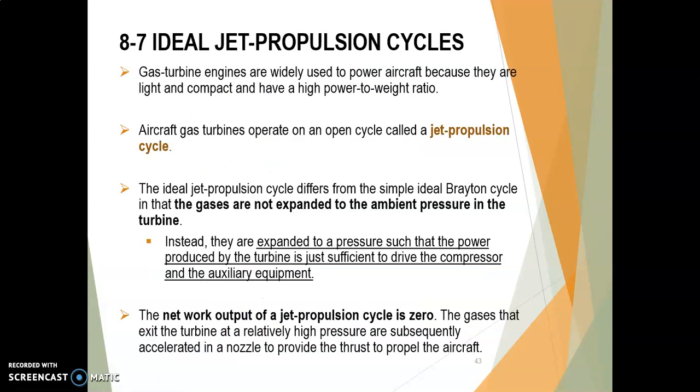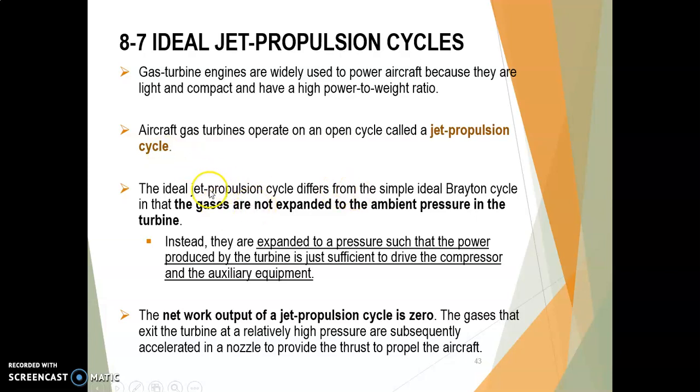The other part is related to the ideal jet propulsion cycle, and this one is usually used widely in aircraft because it is light, compact, and has a high power-to-weight ratio. So aircraft usually operate on an open cycle, called the jet propulsion cycle.